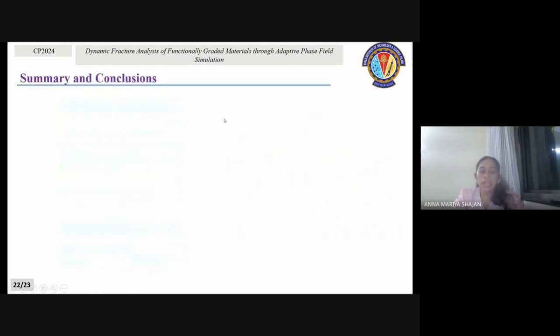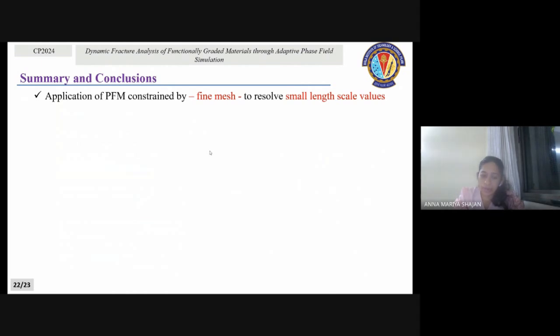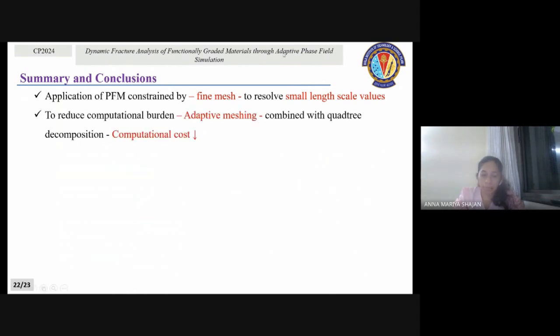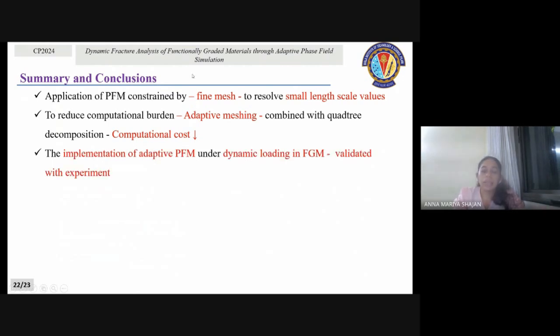So finally, the summary and the conclusions. To overcome the computational challenges associated with the phase field method, we have used adaptive meshing. Here we have combined the quadtree decomposition, and we have seen that the computational cost is reduced. And we have done the implementation of the adaptive PFM under dynamic loading in FGM, and we have validated it with the experimental results, and it's matching with the experiment.